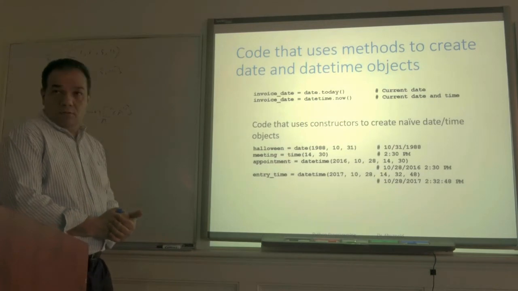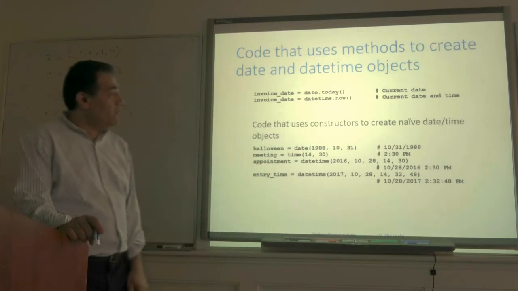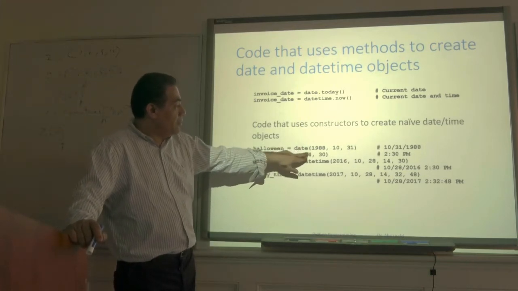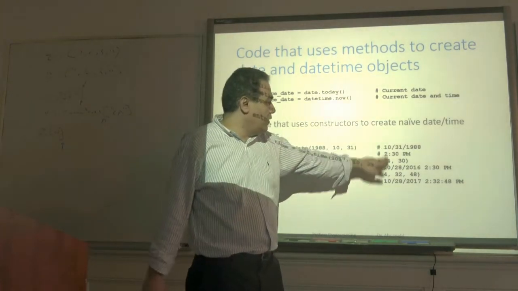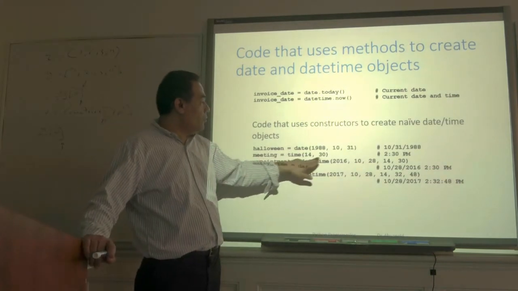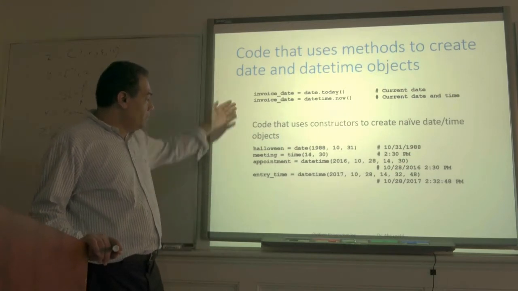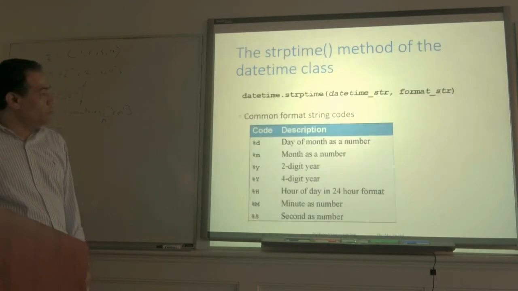All right. So code that uses constructors to create naive datetime. So for example, Halloween, you're creating a date: 1988, 10 is the month, 31 is the day. So that will be the output. Meeting time, so the hours and the minutes. Appointment, whatever. I mean, just creating the objects that you need to use in your program.